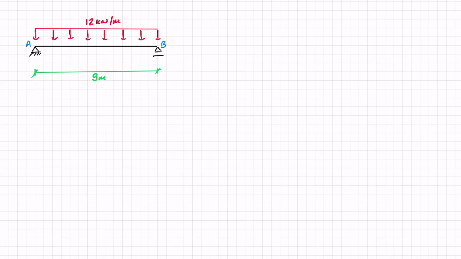Let's go. So this is the beam that we're going to solve. It's a 9 meter span beam. It's got a pin support at A, it's got a roller support at B, and it's got a UDL of 12 kilonewtons per meter, spanning the whole 9 meters.